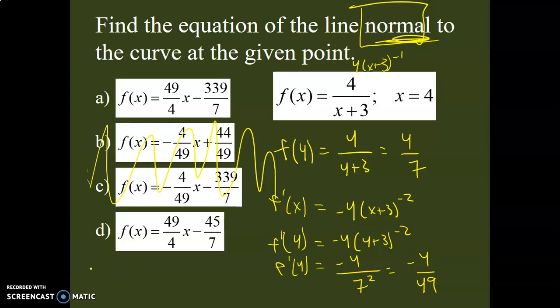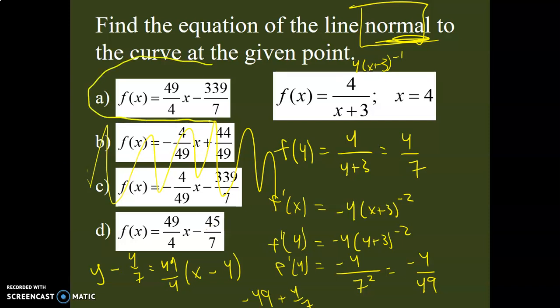So y minus y1 is 4/7 equals my slope. Again, I'm going to flip this and change the sign. So 49 over 4 times x minus 4. And then we need to simplify it. So 49/4 x. 49 over 4 times -4 would be -49. And then I'm going to add the 4/7 over to the other side. That's not going to be -45/7. It's going to be -339/7.